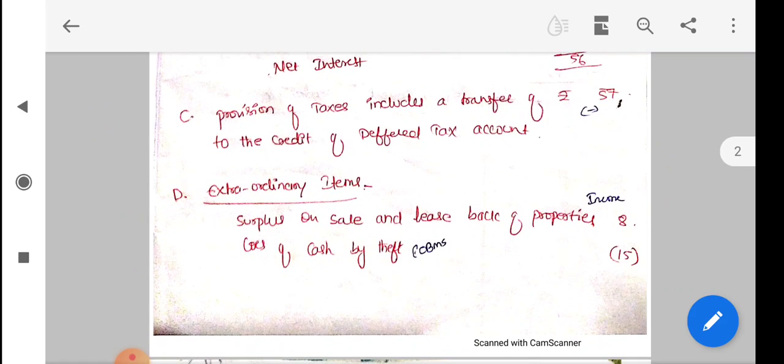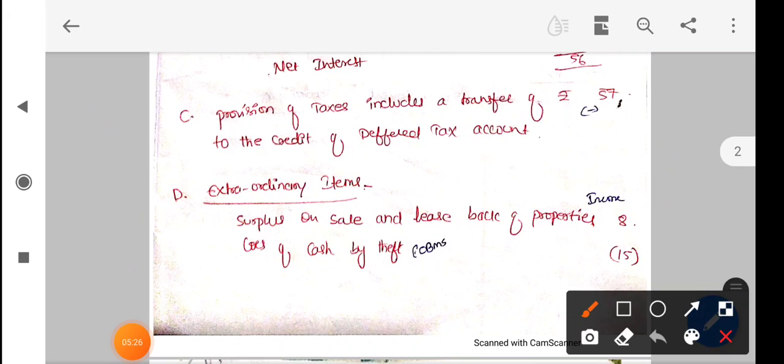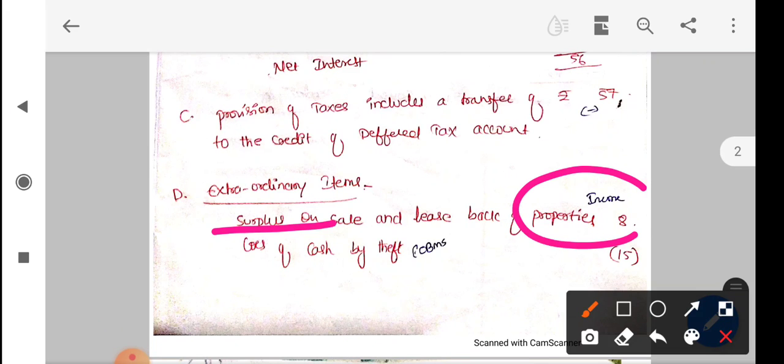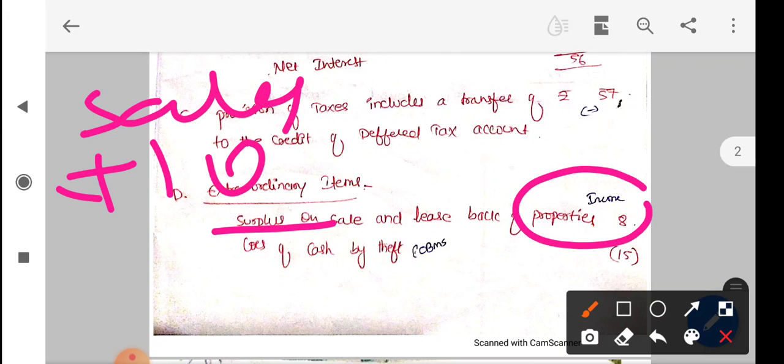Next adjustment is relating to extraordinary items. Here, they have given us the surplus on sale and lease back of properties, which is rupees 8. This must be shown in other income. After sales, we'll add other incomes, and in that we have to show rupees 8 as surplus on sale and lease back of property.